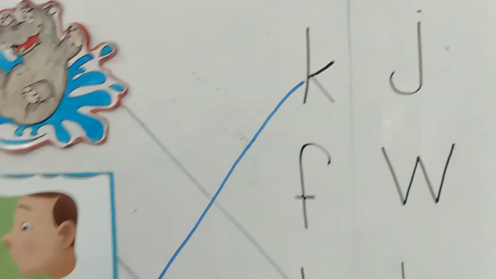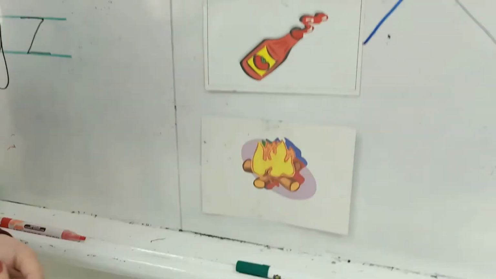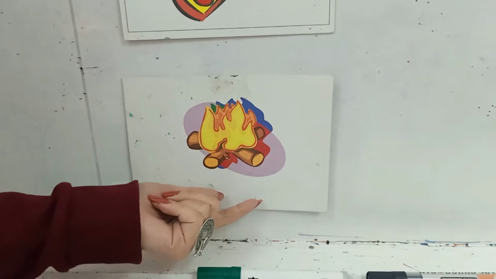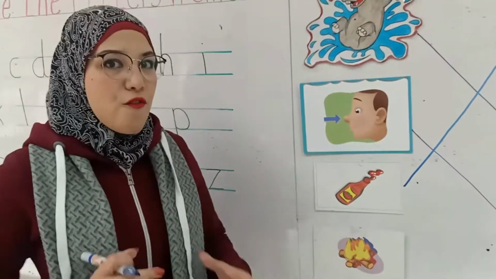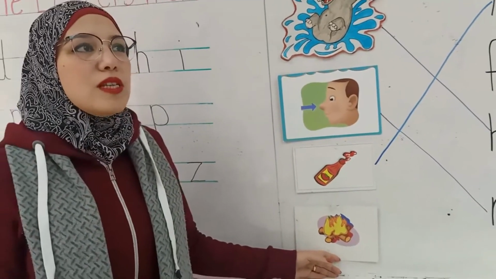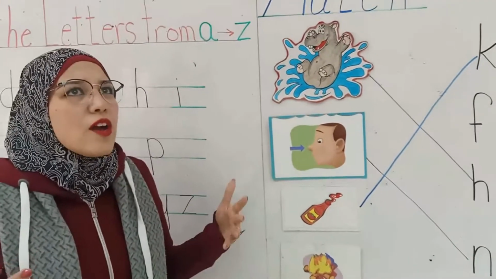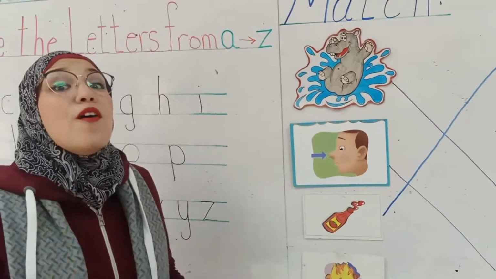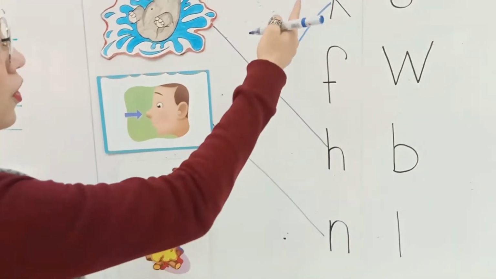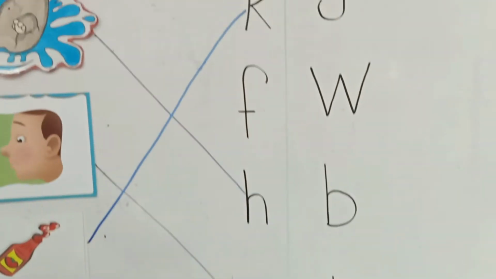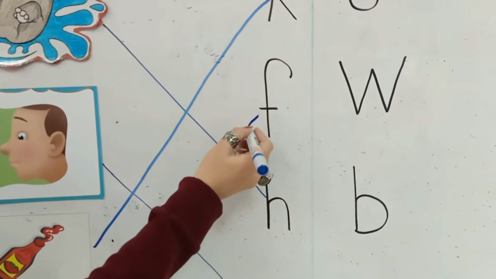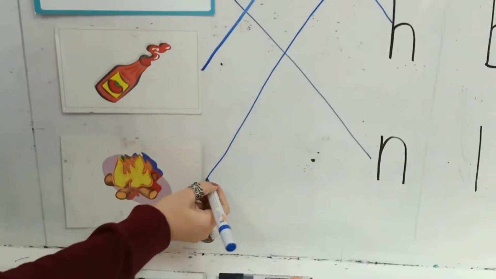K is for ketchup. And now, what is this? Super! Fire. Fire starts with letter F. Super! F is for fire. Where is letter F? Here is letter F. We are going to match letter F with fire.